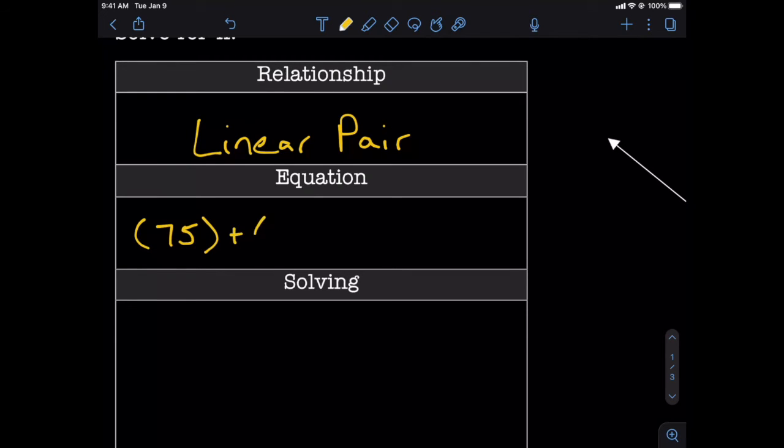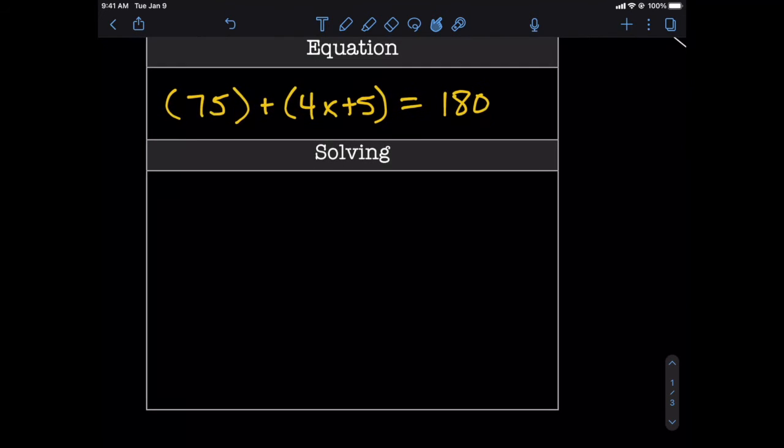Our first angle was 75, our second angle was (4x + 5). These parentheses are to help us differentiate between our two angles, by the way. And of course, we set the whole thing equal to 180. Once we're ready to solve, we can drop the parentheses here. That's going to give us just 75 + 4x + 5, and that's going to equal 180.